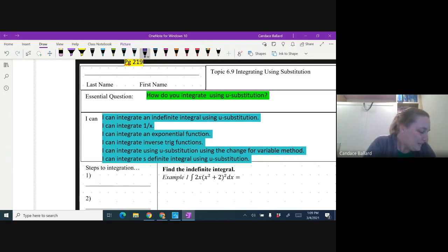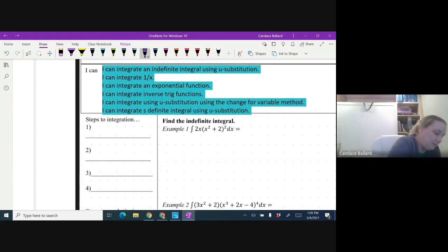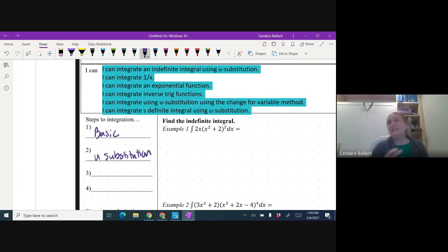All right, so steps to integration. So we start with basic, okay? Then if that doesn't work, we're going to look for a U-substitution. And this is going to make more sense, what I put in the left-hand column, in a few minutes, okay? So then we look for a U-substitution problem. So you're looking for something that has an inner function, okay? A function inside of a function, just like the chain rule. So it looks like if it was a derivative, you'd take the chain rule on it, okay?